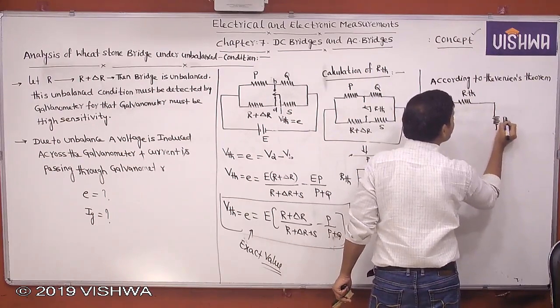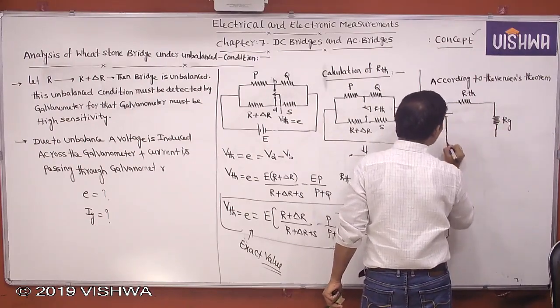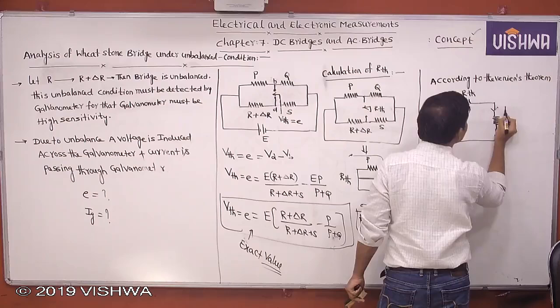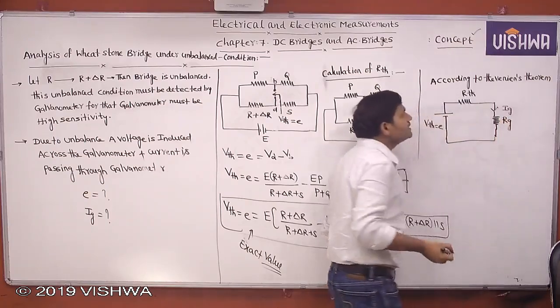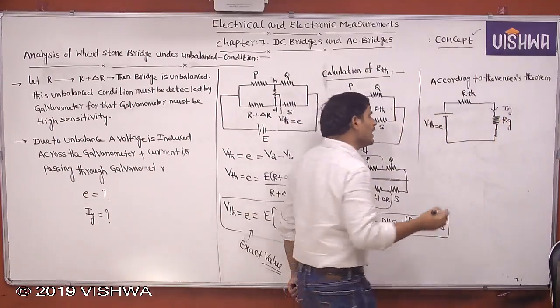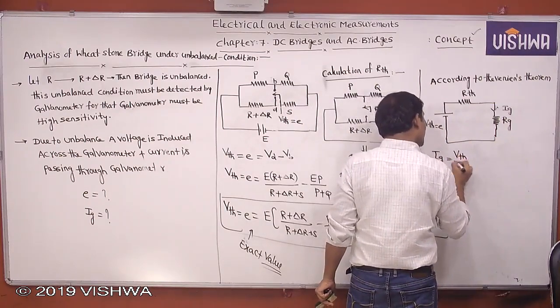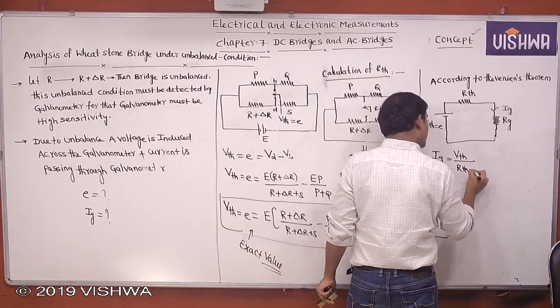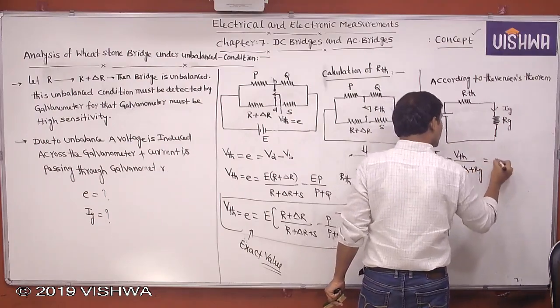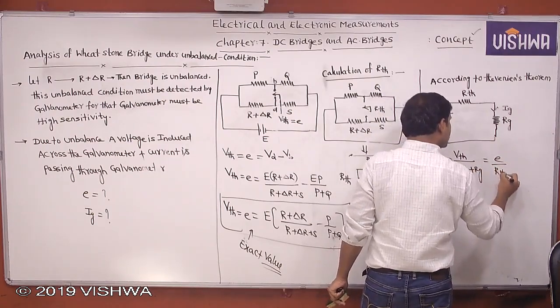Let the galvanometer resistance be RG. I am replacing the galvanometer by the resistance RG. Let the current through the galvanometer be IG. Then how to write IG equal to? The current through the galvanometer IG is equal to VTH by RTH plus RG, that is equal to E by RTH plus RG.